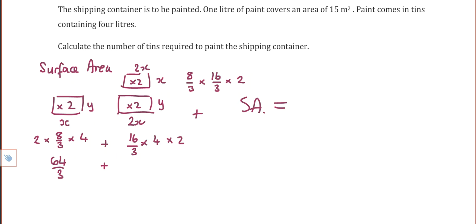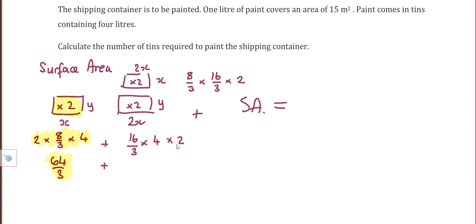Right, so this here, these 2. I'm just working out each one separately. So that would be 64 over 3. There's no x's and y's because I know what x and y is now. So I've replaced the x's and y's with the numbers. So y is 4, x is 8 over 3, and there's 2 of them. Yeah? Okay, sorry. What did you say, Carla?